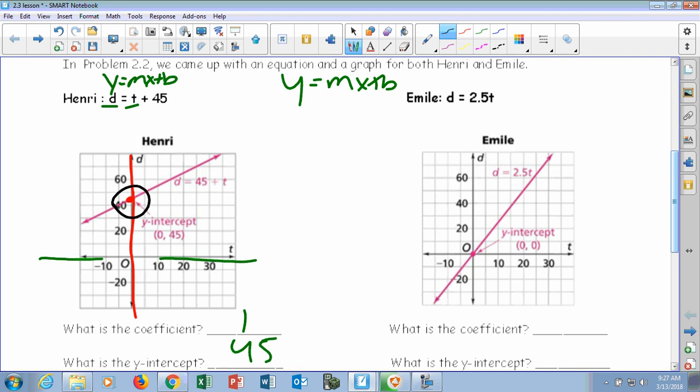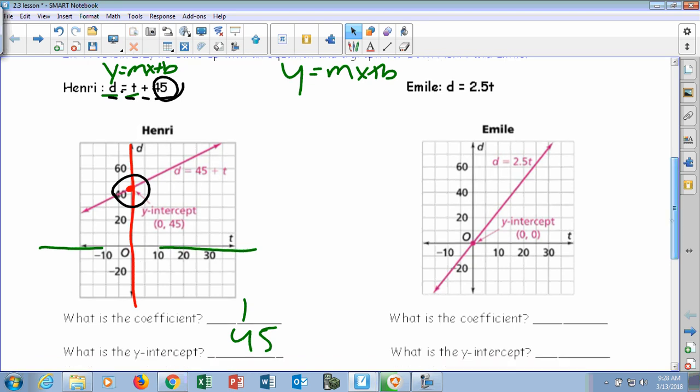If we were to look at our equation, they told us that our b represents our y-intercept. So here's my y equals mx plus b. So my b is stated up there as 45. That's how we can do it using the equation or the graph, whatever you prefer.